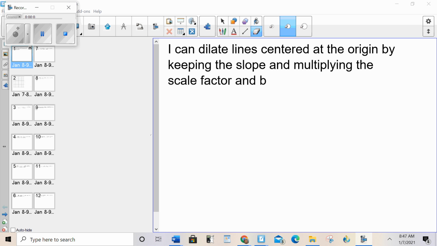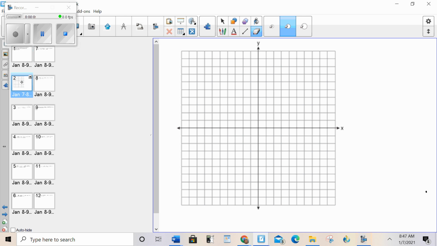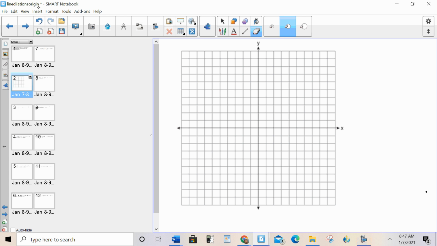Good morning, everybody. Today I can dilate lines centered at the origin by keeping the slope and multiplying the scale factor and b. So this is going to build upon a lesson we did earlier this year. So I'm going to do a little review of that. So let's say I have a line segment.